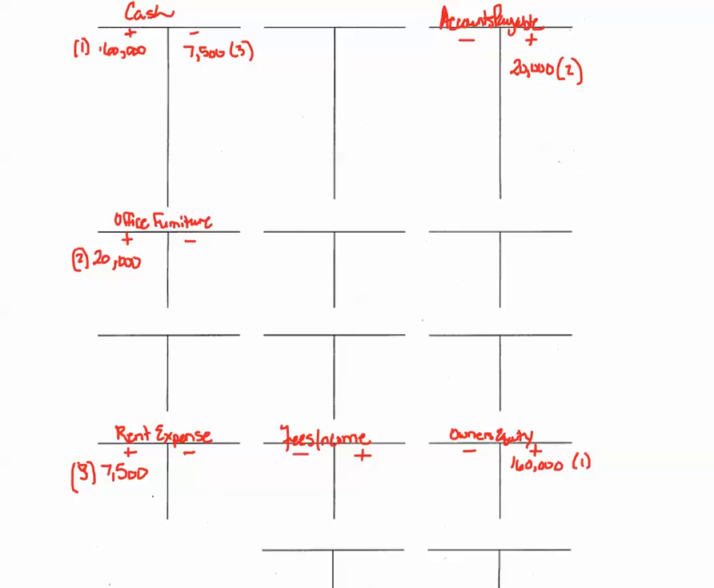Okay, so we earned money, so that is $75,000, increasing our fees income account. This is item number 4.